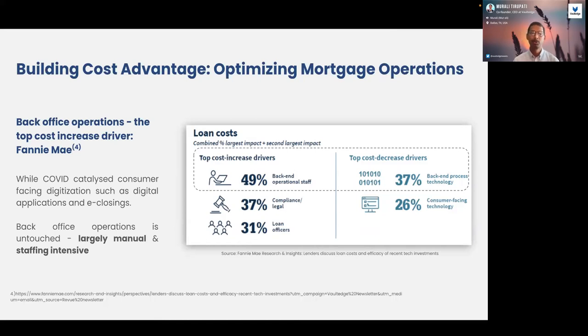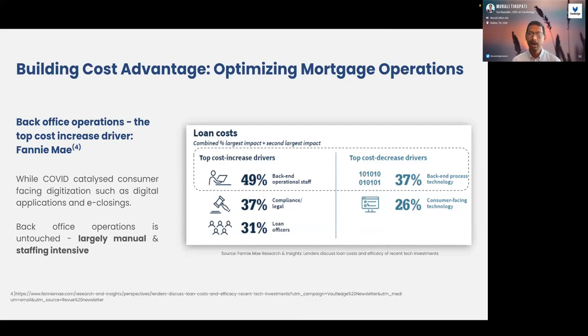So this actually puts this picture very stark, right? So staffing, of course, is a must. Our industry is heavily dependent on this, but that is actually the biggest driver of cost increase. And on the other side, technology is actually the biggest driver in terms of cost decrease.